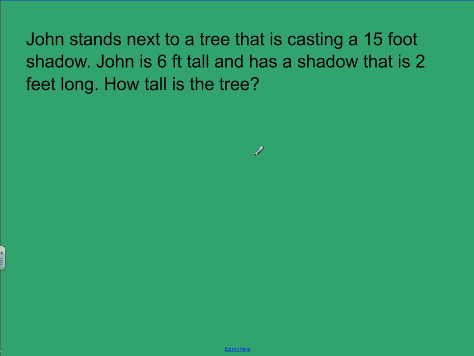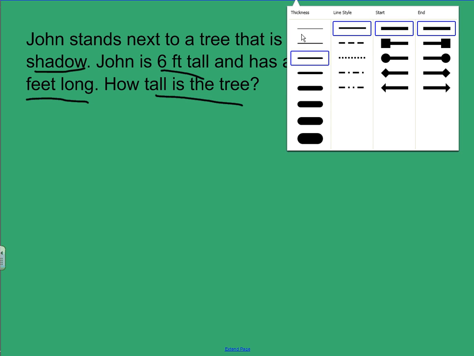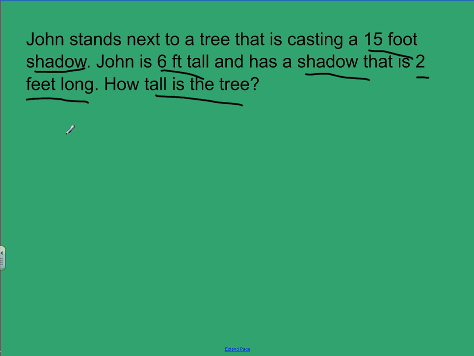This one doesn't have a picture, so we're going to have to draw a picture for this situation. It says that John stands next to a tree that is casting a 15-foot shadow. John is 6 feet tall and has a shadow that is 2 feet long. We want to know how tall is the tree. We're going to draw a lovely picture, and I don't care if you're an artist, I don't care how pretty it looks, just draw me a little bit of a picture.